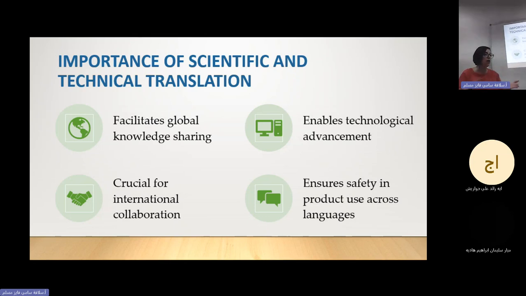I need a translated guide in Arabic or in English in order for me to understand, or in any other language that I speak. Okay? So that's why it's very important for the safe use of any technological or scientific equipment or product. Okay? So these are the main 4 points.